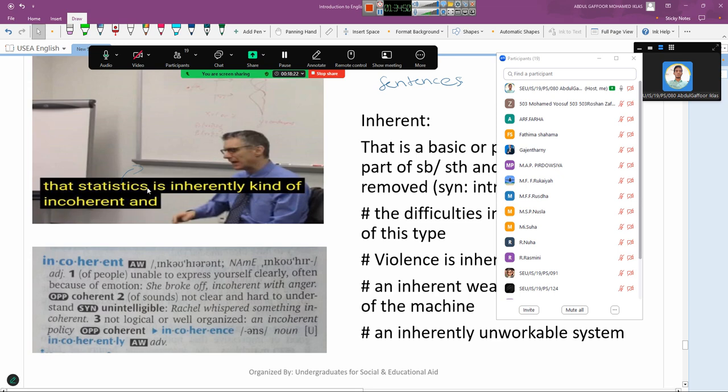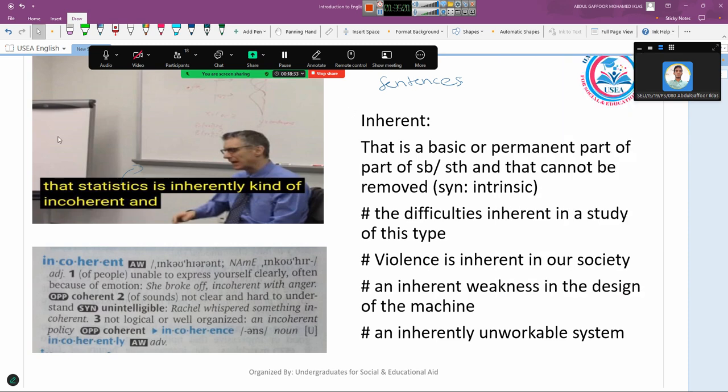So that statistics, now you see, you are ignoring the opportunity and you will regret later, right? So that statistics is inherently kind of incoherent, right? To be honest with you, I know the meaning of inherent, but incoherent I didn't know. So I'm going to teach you these two words today, right?